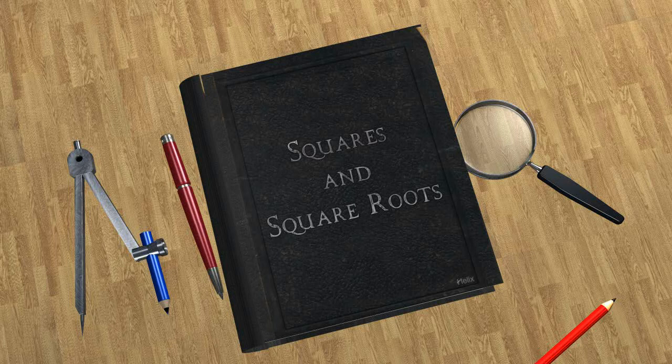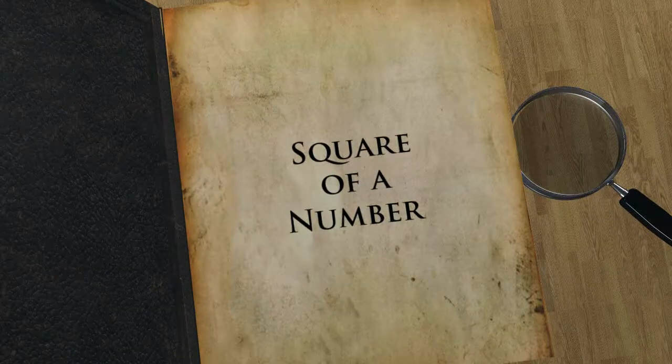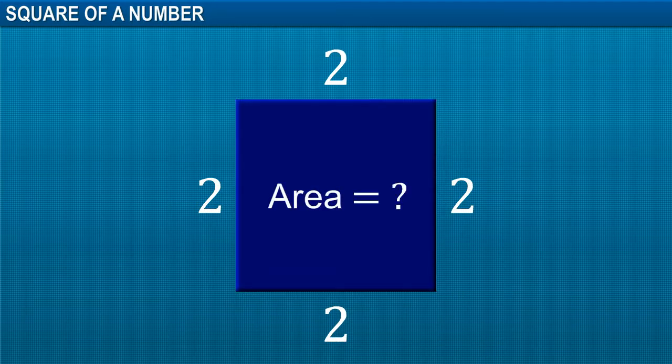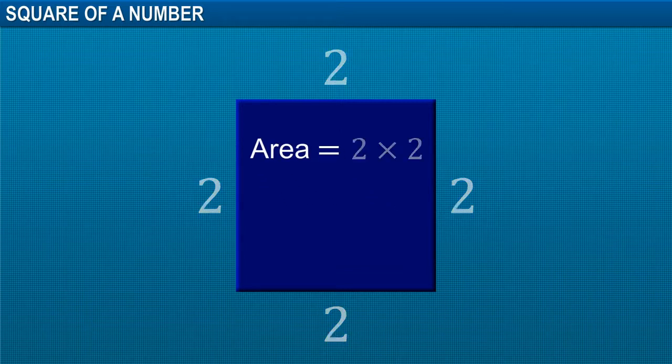In this module, you will learn how to find the square of a number. Given a square of side 2 units, how will you find its area? You need to find the square of the length of its sides.